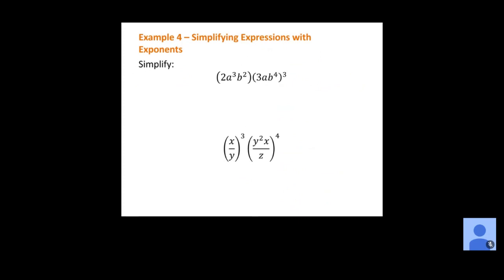All right, so now we're going to add a few more steps in here. Okay, so we've got 2a to the third b squared times 3ab to the fourth, and that's all raised to the third power.